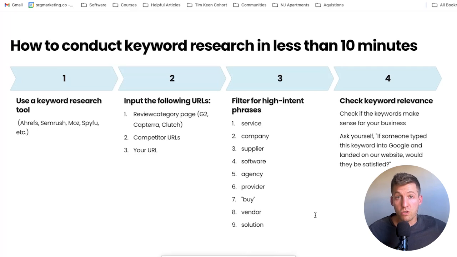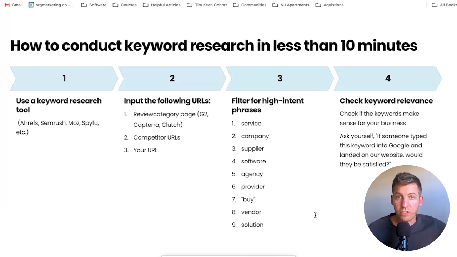So the first thing you want to do is use a keyword research tool. I use SpyFu internally, but you can use any of the tools. They're all good. Ahrefs, SEMrush, Moz. What these tools do is they help you understand what terms people are actually searching and how much monthly volume they're getting each month.